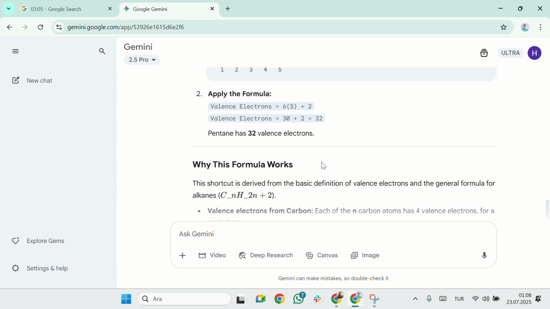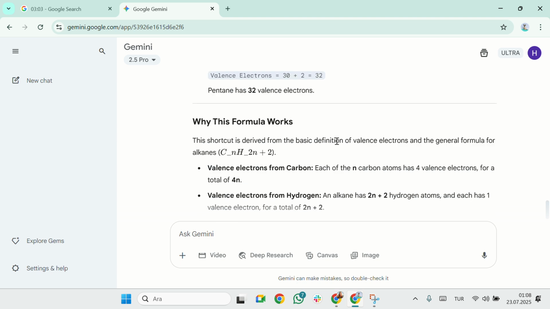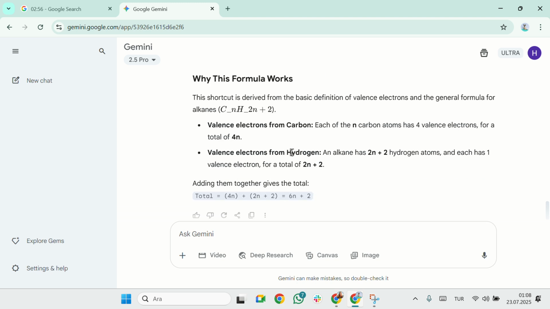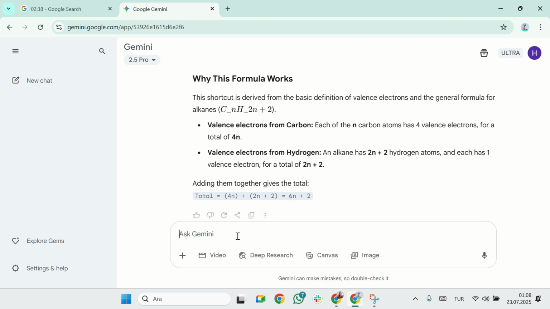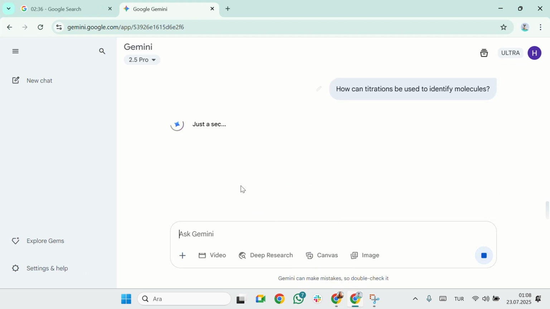Oh, I forgot to write from the basic definition of electrons and the general formula for the alkanes, CnH2n plus 2. So 4n like this, and 2n plus 2 remains the same, and it gives, oh, it makes a lot of sense actually. Okay, got it. Let's ask the last question.